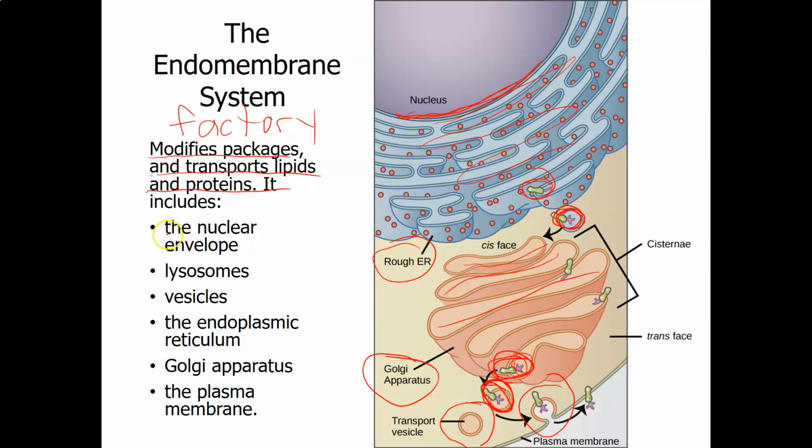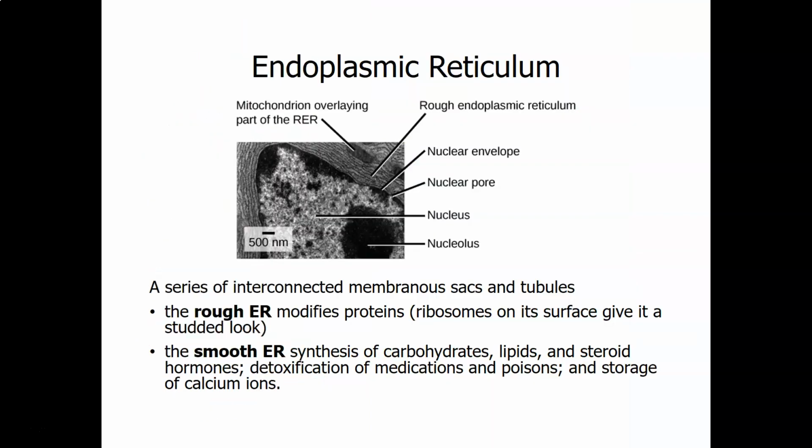But the endomembrane system includes the nuclear envelope. It includes lysosomes because lysosomes are vesicles that can be produced. So sometimes these transport vesicles that pinch off from the Golgi are lysosomes because the proteins inside are enzymes, and lysosomes contain digestive enzymes. So a lysosome is just a specific type of vesicle. And other vesicles we just call transport vesicles. The endoplasmic reticulum, the Golgi apparatus or Golgi complex, and the plasma membrane. These are the components of the endomembrane system.